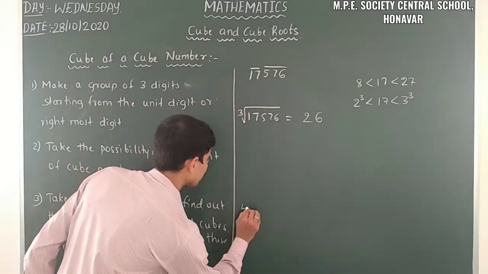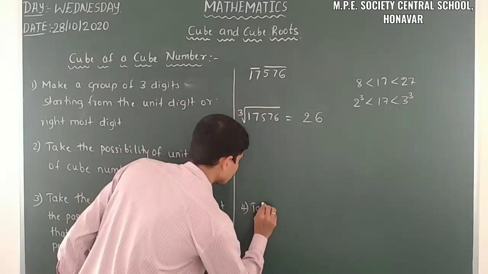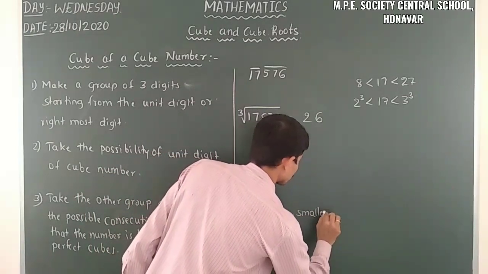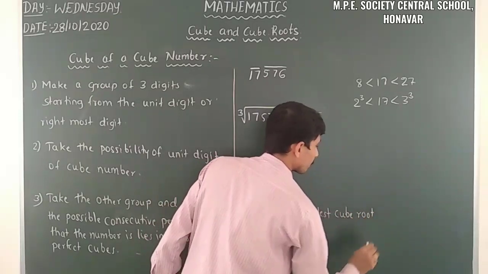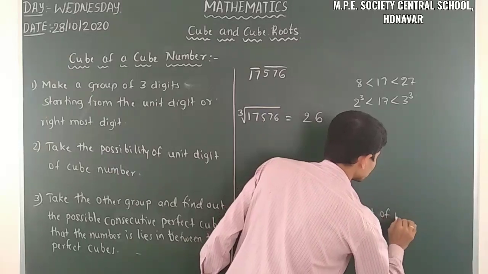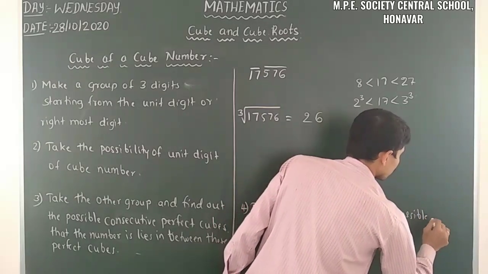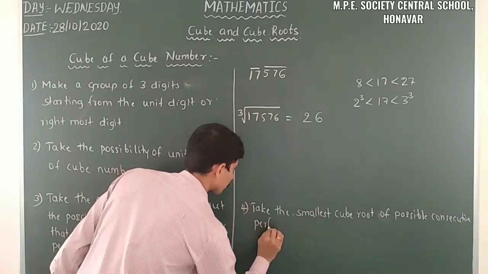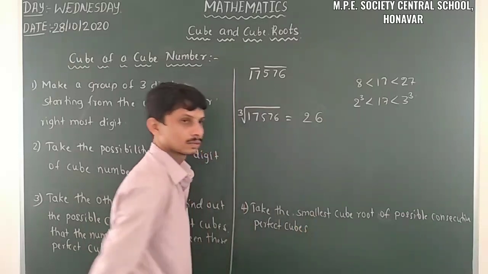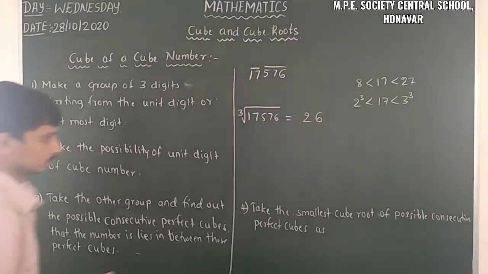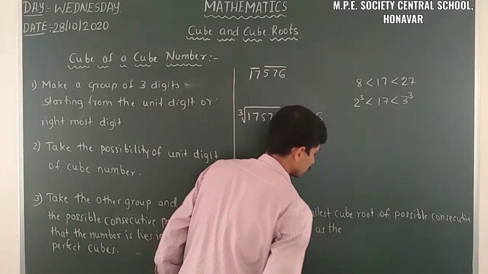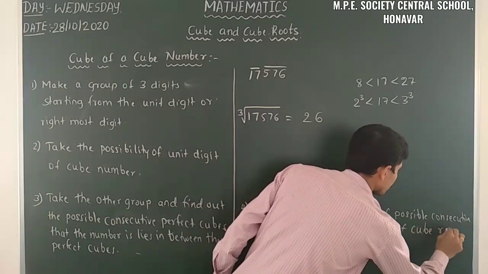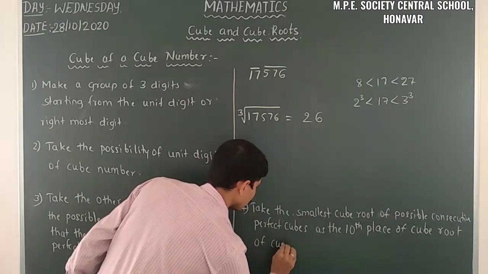Then we have to take the fourth step. Here I will write the fourth step: take the smallest cube root of possible consecutive perfect cubes as the 10th place of cube root of cube number.